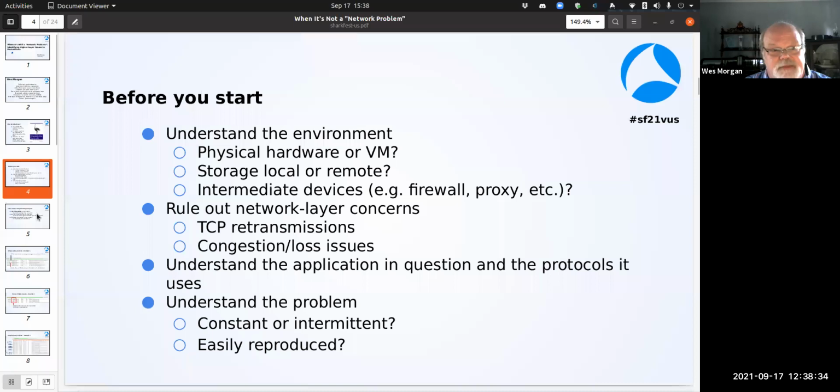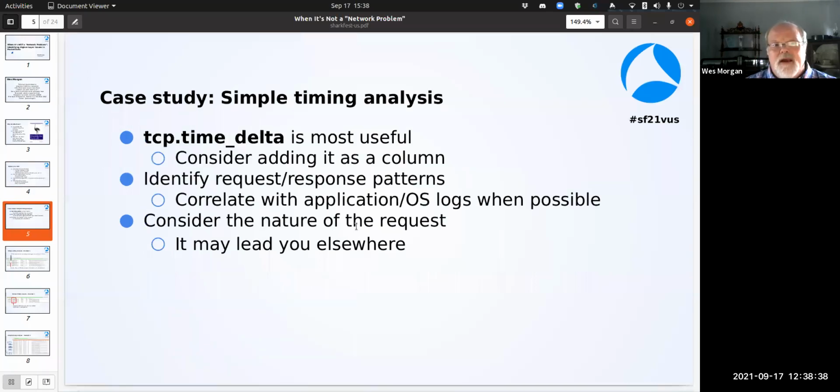So we're going to talk about some basic steps. And the first one, if you aren't already using it, TCP Time Delta. This is one of the most useful statistics generated by Wireshark. You might consider adding it as a column because it very simply means what's the elapsed time between this packet and the previous packet in the conversation. I spend a lot of time with TCP Time Delta, and we'll see that in some of the examples here in a moment. You want to identify request response patterns. And even if you're looking at encrypted traffic, you can often identify these patterns if you're correlating it with the application or operating system logs.